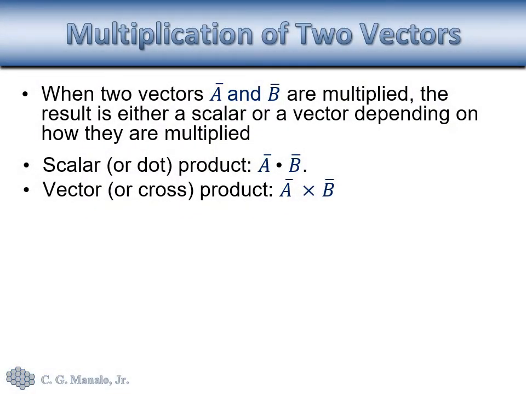There are two types of vector multiplication. We have the scalar or dot product, and we have the cross product. A dot or scalar product is written as the two vector quantities with a dot in between them, while a vector or cross product is written as two vectors with an x or cross between them.